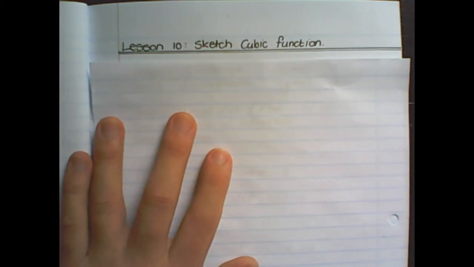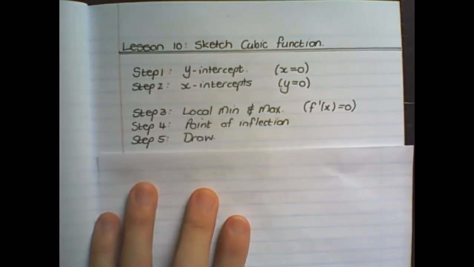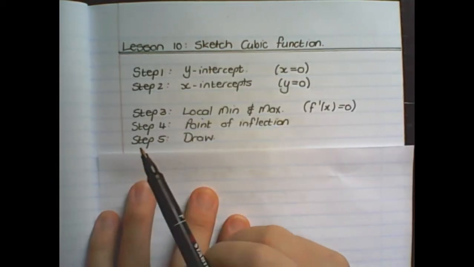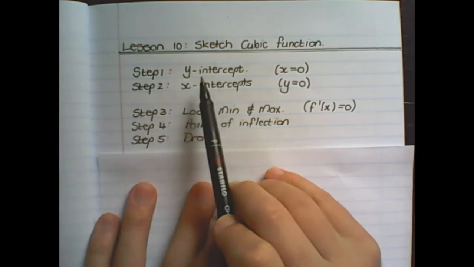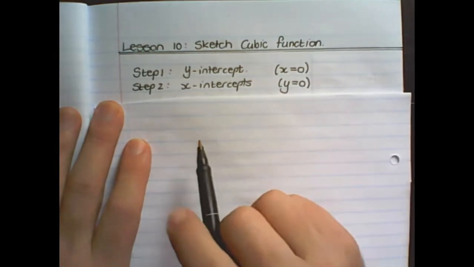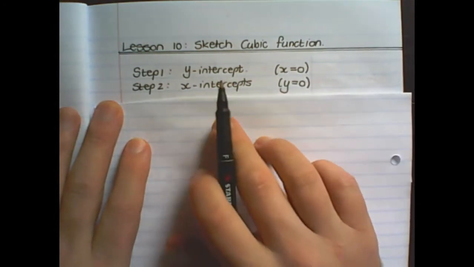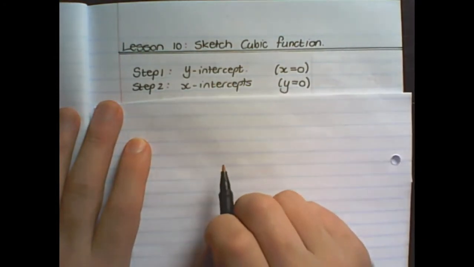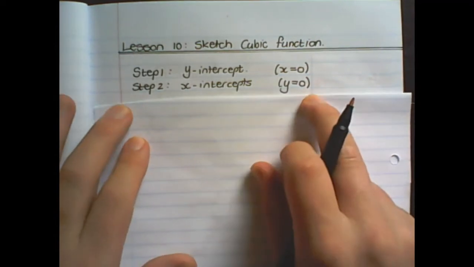In this lesson, we will learn how to sketch a cubic function. We are going to follow the following 5 steps. Step 1 is to find the y-intercept, that is where x is equal to 0. Step 2 would be to find x-intercepts, that is where y is equal to 0.